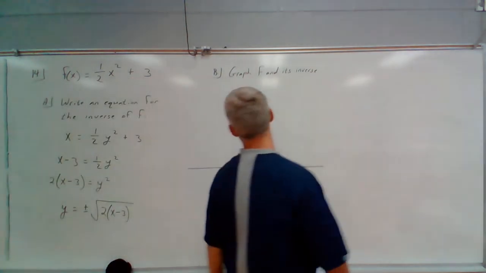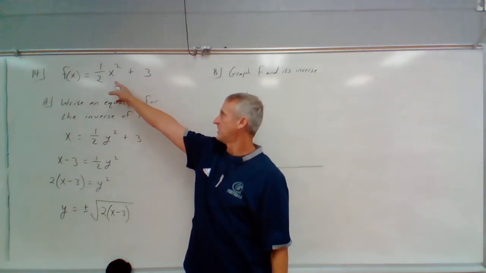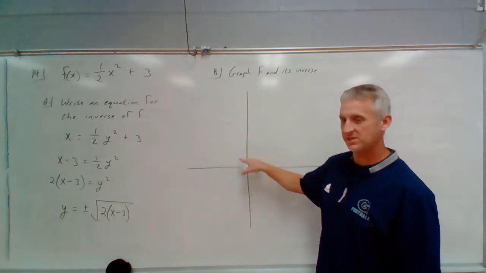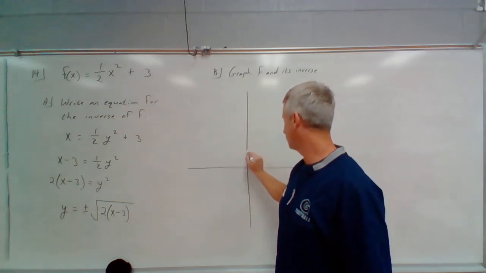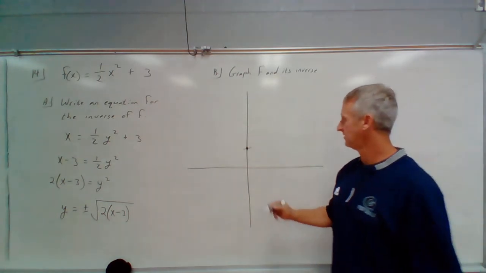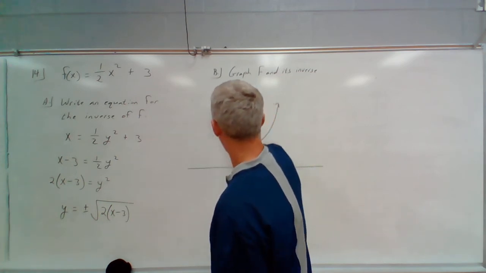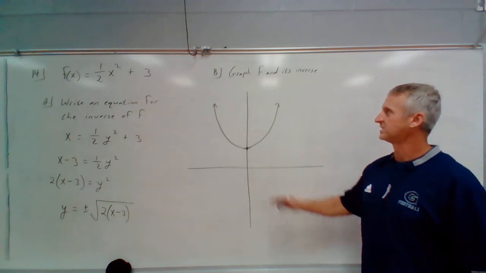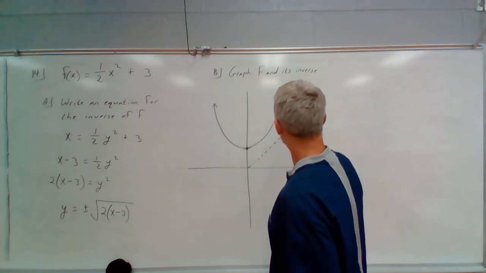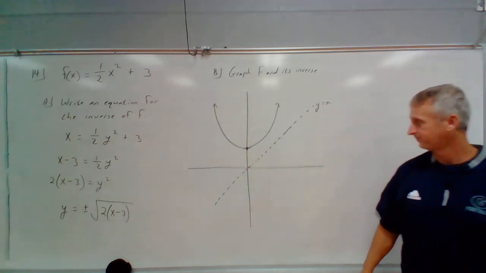All right, so let's graph f and its inverse. First we graph f. This is just a parabola, with a couple of transformations. The plus 3 will shift the original y equals x squared parabola up 3, so I'll come up here to 3. The 1/2 will just make it fatter. So I'll have a parabola that'll look something like that. Since I'm graphing f and its inverse, the line y equals x is important, so let's put that in. So there's the line y equals x.